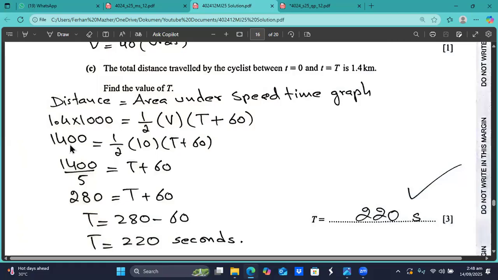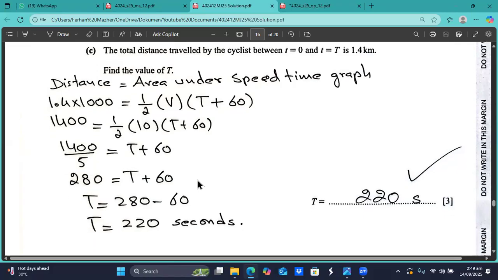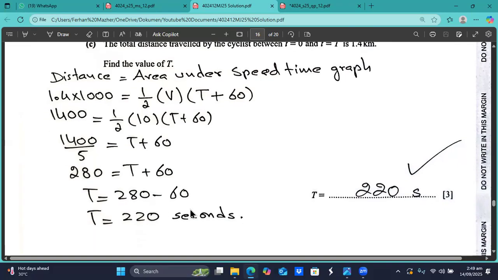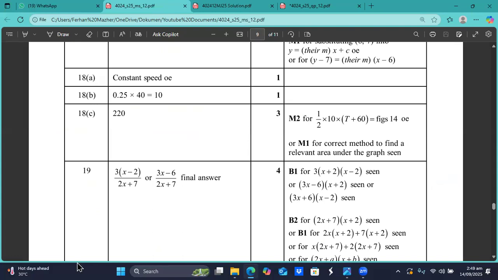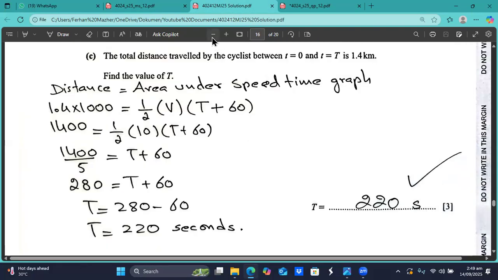And 1400 equals 1 by 2 into 10 into T plus 60. So this will become 5. The 5 will go to the other side and divide there. So 1400 divided by 5, that is 280, equals T plus 60. So 280 minus 60 is 220. So the capital T is equal to 220 seconds. So 220 seconds is the right answer, sir. And this is how this is done.